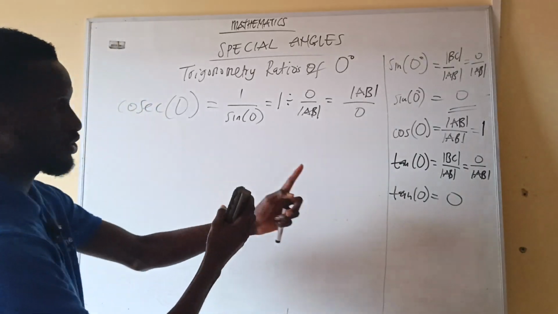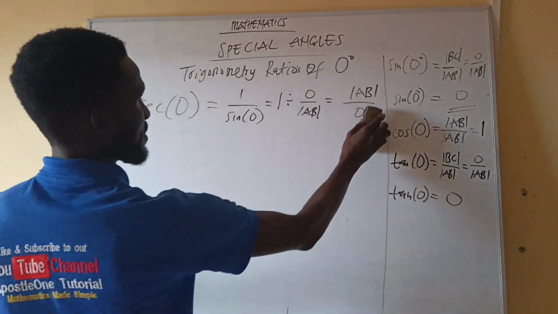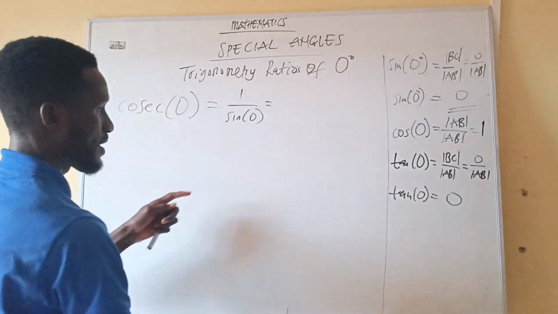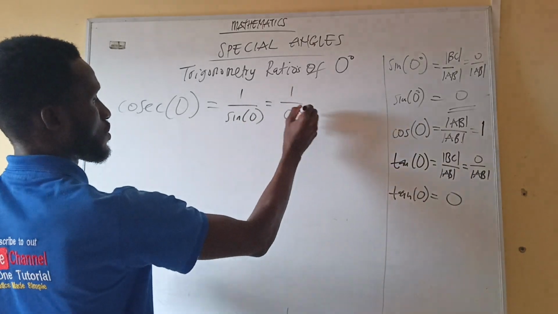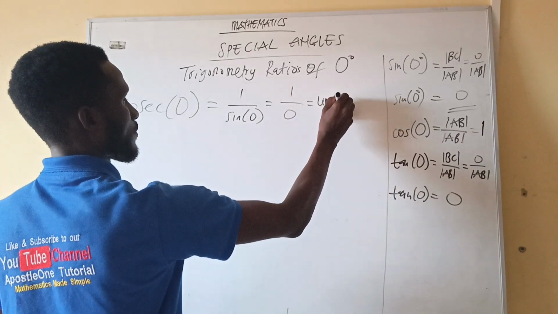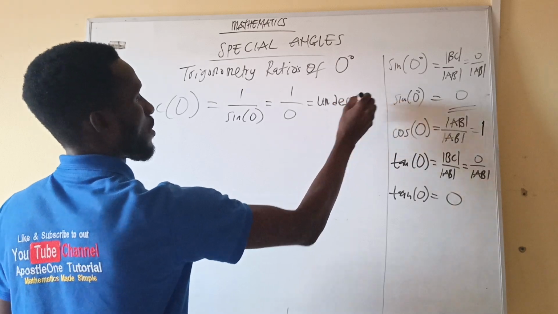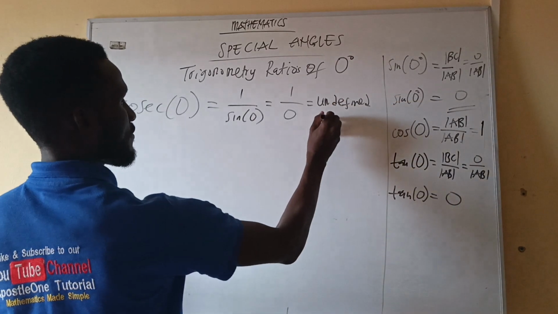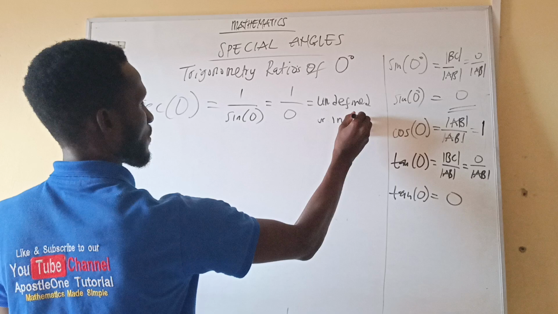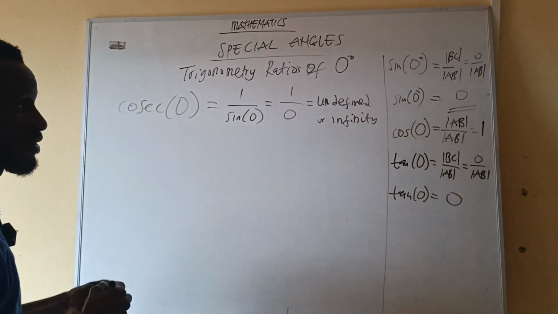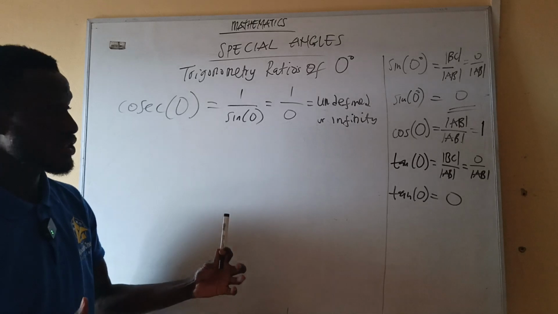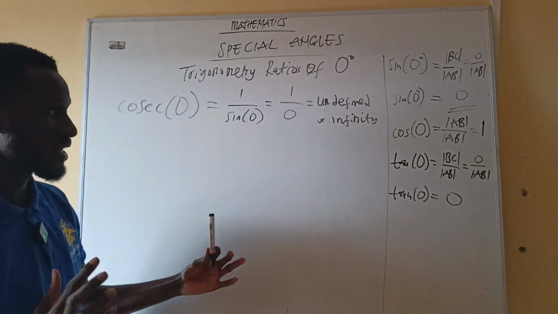Or we can even go straight away. Because I wanted to show you from this particular point. Now sine 0, we're going to get 1 over... what is sine 0? Sine 0 is 0. So this one will be undefined, or not defined, or infinity. Because 1 over 0 will not give us an answer. It will be undefined. Not defined. That is infinity.